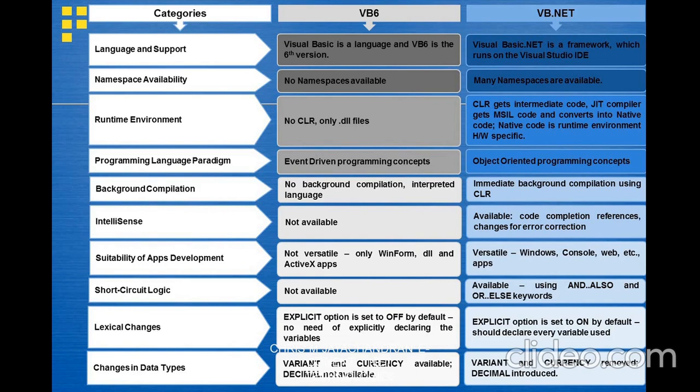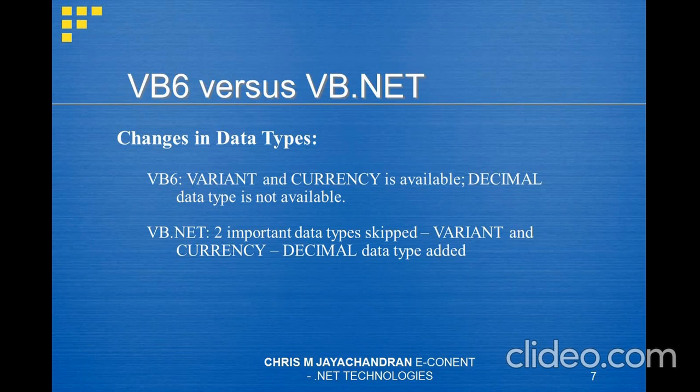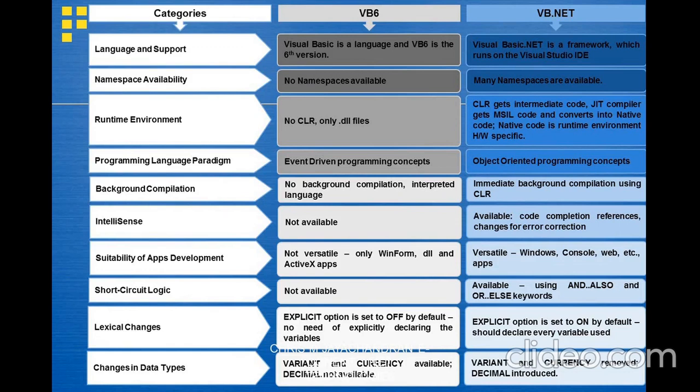Let me talk about the changes in data types. I just wanted to do it at the last. We have two important data types that are skipped in VB.NET. We had Variant as well as Currency as two different data types in VB6, but those two are excluded in VB.NET. But we have something quite interesting in VB.NET, called Decimal. It's a new and very useful data type for the financial domain. So these are the eight major differences between VB.NET and VB6.